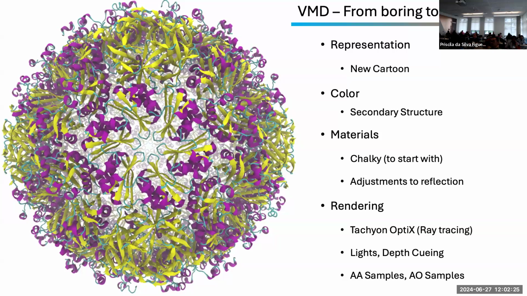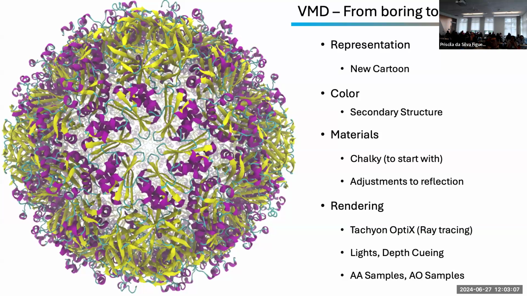So I decided to use the secondary structure and color by it. If you can see clearly in the image, it's not the default representation on VMD. I'm also changing the material of my structure. I took a chalky material, but I also did some adjustments to reflection because the chalky is not very reflective. I changed the material a bit, tailoring it to my eye, to the structure I liked. What else? I did not use the default rendering. It was not just a snapshot of the image. I used the advanced ray tracing features that are implemented in VMD to show the image.